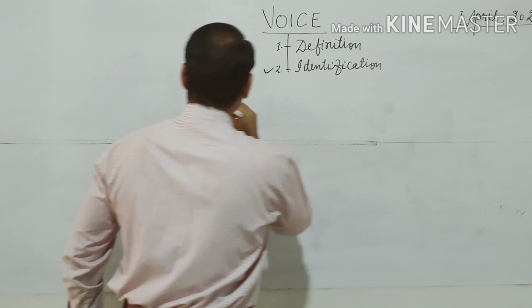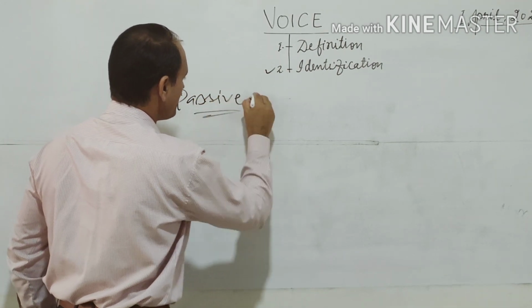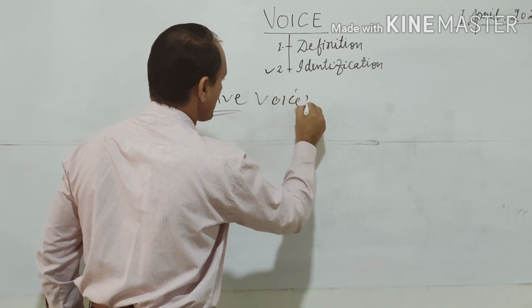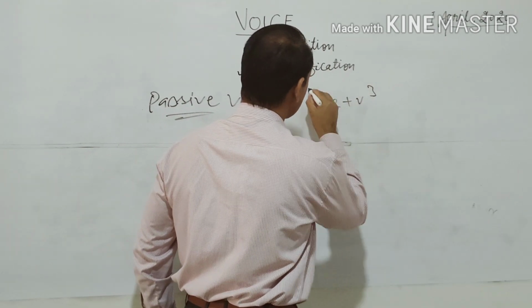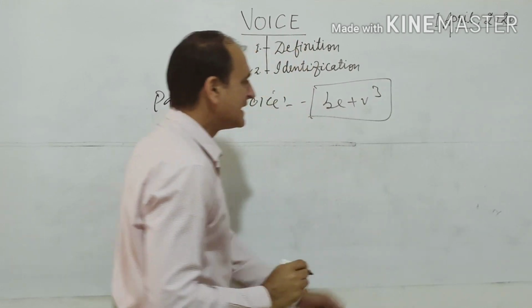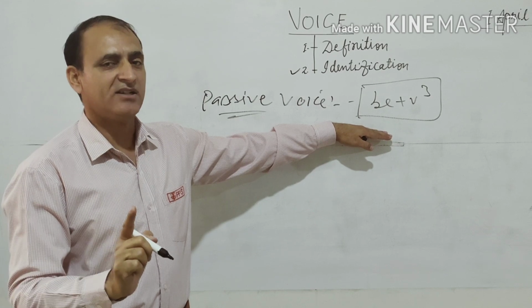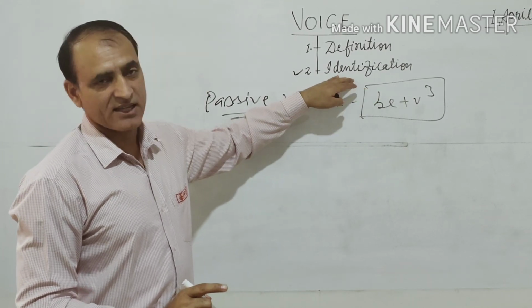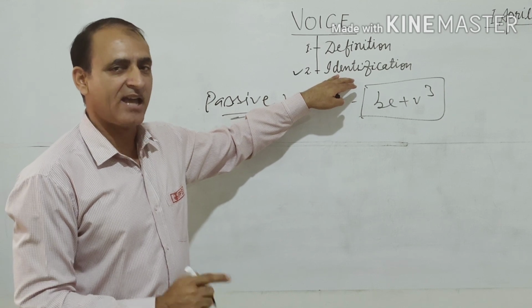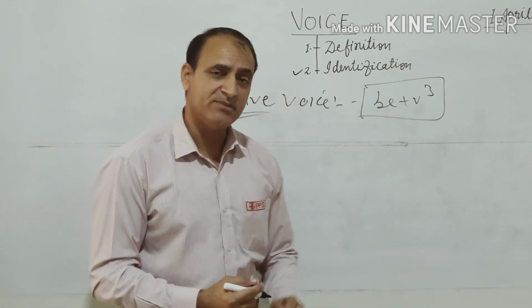In passive voice especially, let me tell you one thing. In passive voice, B plus V3. This is the soul of any passive voice. Keep this in mind. If this is clear to you, you can easily identify which sentence is in active voice and which one is in passive voice. B plus V3 means what?